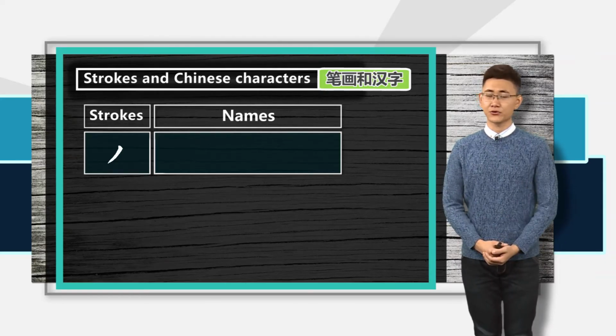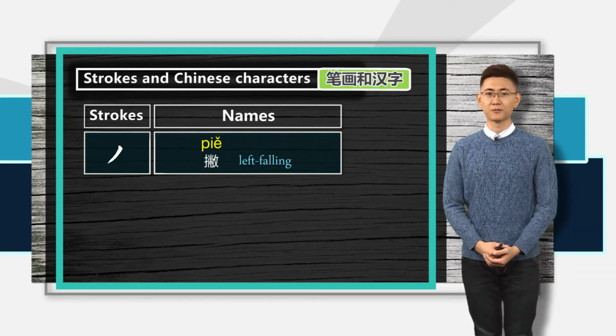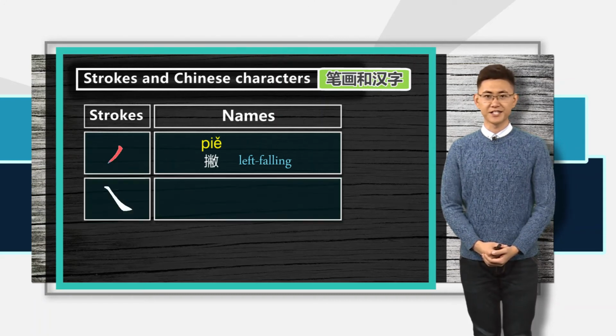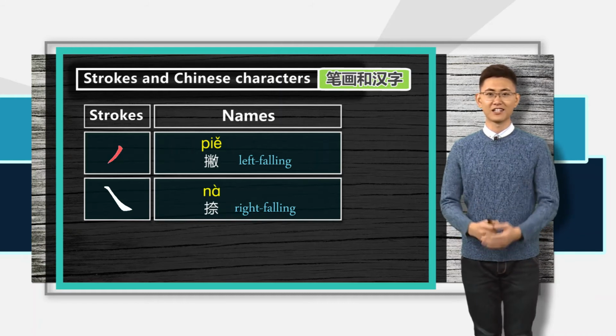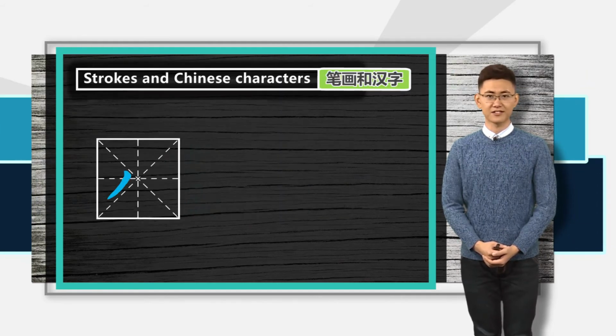Let's look at the next stroke. Left falling. In Chinese, it is called 撇. When writing 撇, you should write from the top to the bottom left. And the next stroke is right falling. In Chinese, it is called 捺. When writing 捺, you should write from the top to the bottom right.